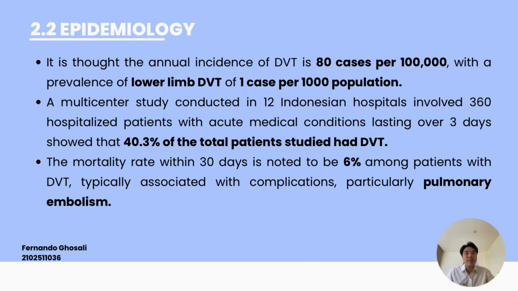Now I'll explain about the epidemiology of deep vein thrombosis. DVT and pulmonary embolism are common and often silent and thus go undiagnosed or are only picked up at autopsy. Therefore, the incidence and prevalence are often underestimated. It is thought the annual incidence of DVT is 80 cases per 100,000 population, with a prevalence of lower limb DVT of 1 case per 1,000 population.